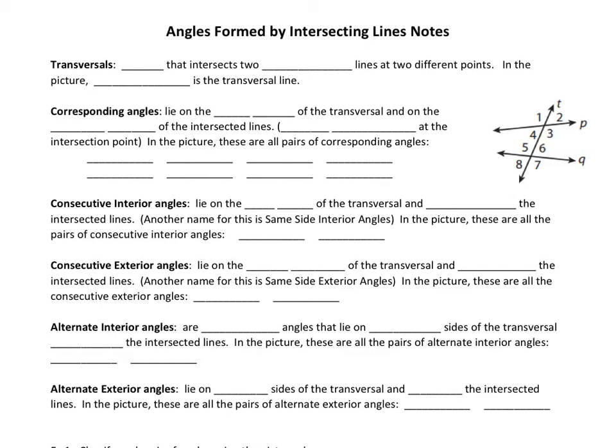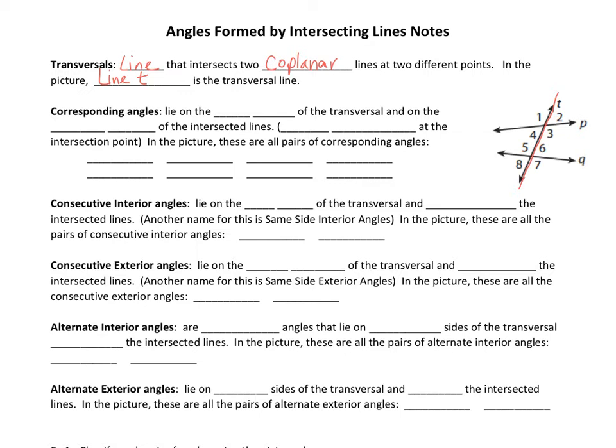In these notes, we're going to talk about the names of angles and what types of angles are formed when we have some intersecting lines. So transversal is one of those names, and that would be our line T right here. It's a line that intersects two coplanar lines at two different points. In our picture, it's that line T that is going to be our transversal line.